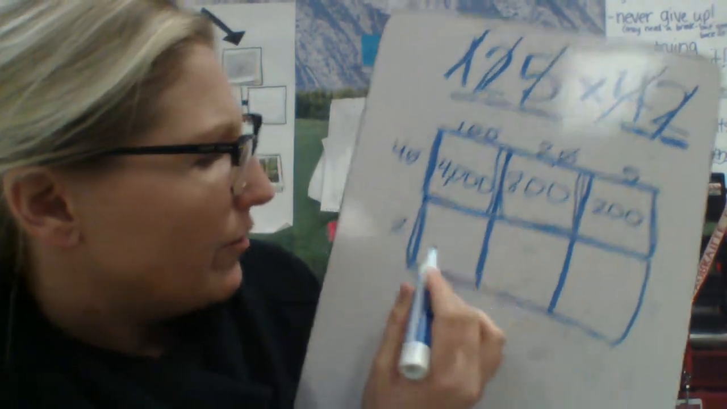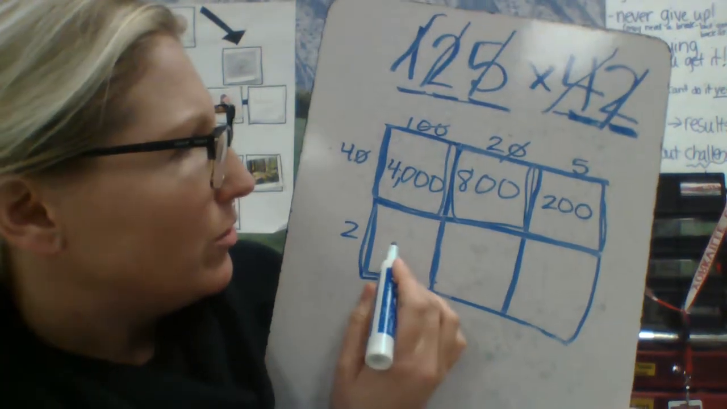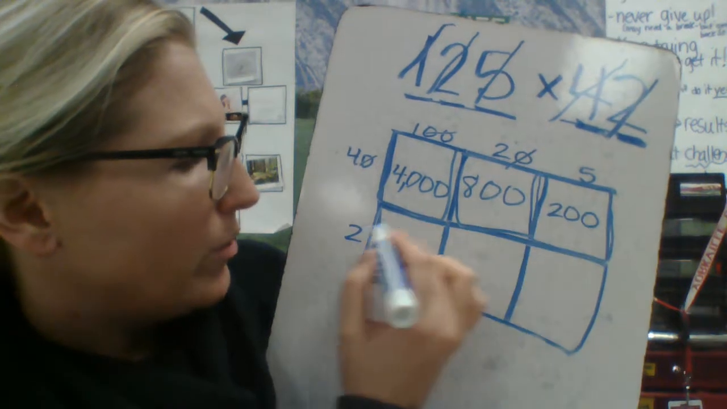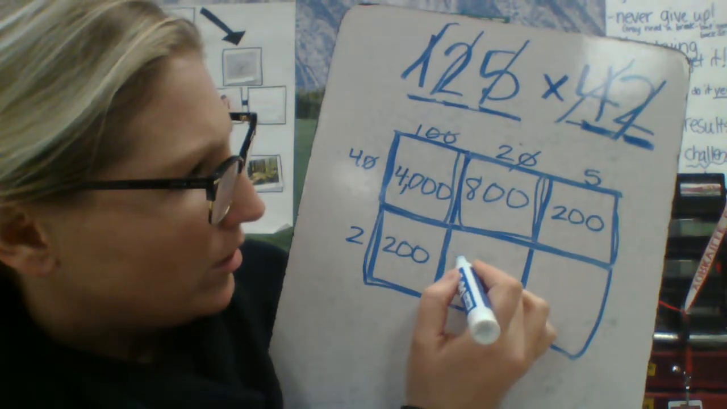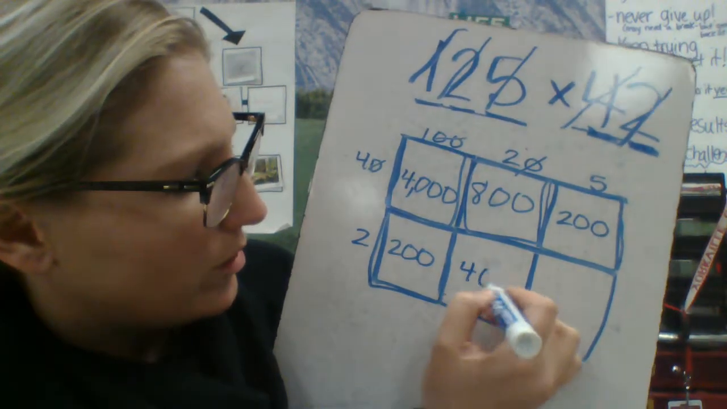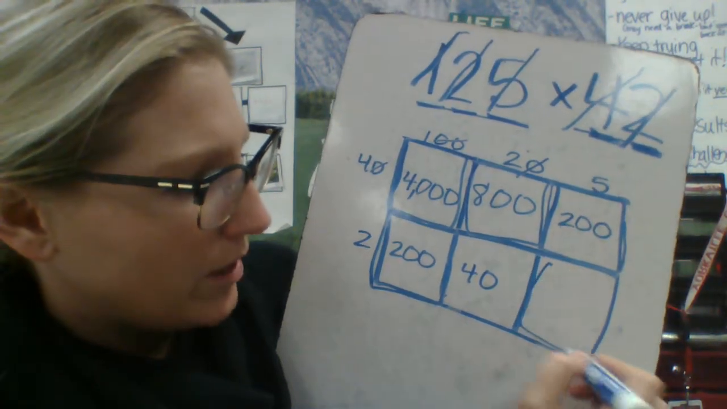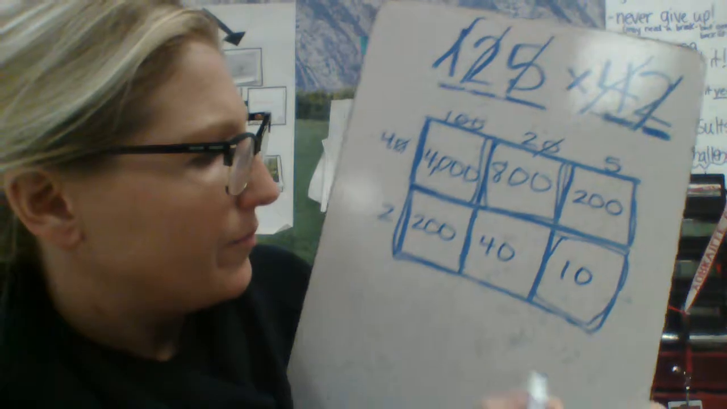Right here, we're focusing on the 100 times 2, which I know is 200. 20 times 2, which 2 times 2 is 4. Put the 0 back on. And 5 times 2 for right here is 10.